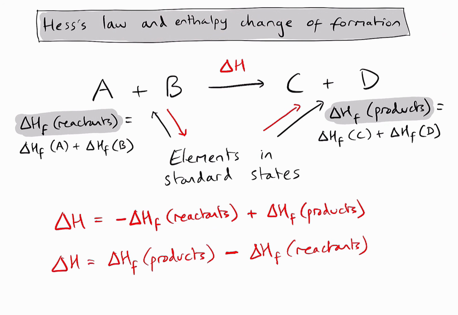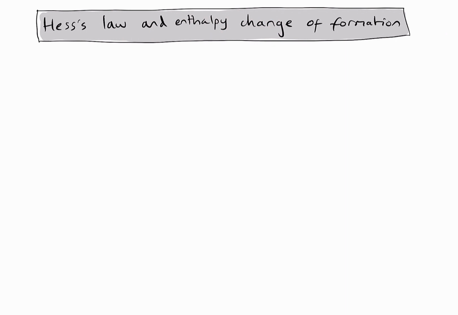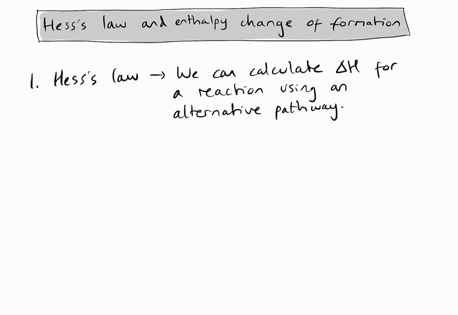Let's now summarise the key points. Firstly, Hess's law allows me to calculate the enthalpy change of a chemical reaction by taking an alternative pathway. One such pathway is using enthalpy change of formation data. And to do so, I need to calculate the total enthalpy change of formation of my products and subtract the enthalpy change of formation of my reactants.